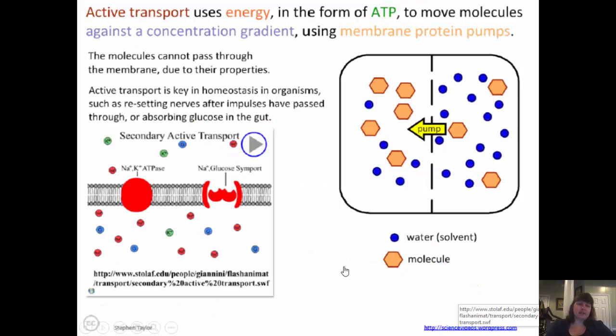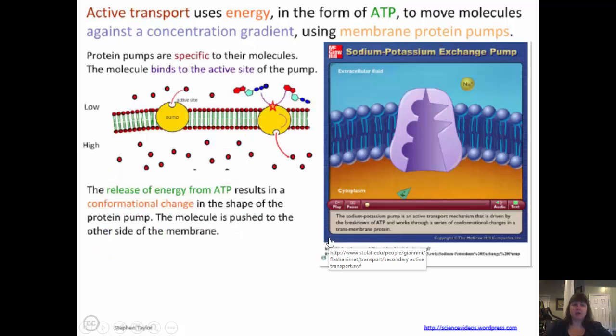So that was an example of active transport, the active transport of switching the sodium and the potassium molecules and then getting that buildup of sodium working with the glucose to pull that in. All right, so remember that these protein pumps, again, are specific to their molecules, and the molecule binds to the active site of the pump, so very similar to an enzyme. And then the release of ATP is going to result in a conformational change in the shape of the protein pump, which will allow the molecule to be pushed to the opposite side of the membrane.